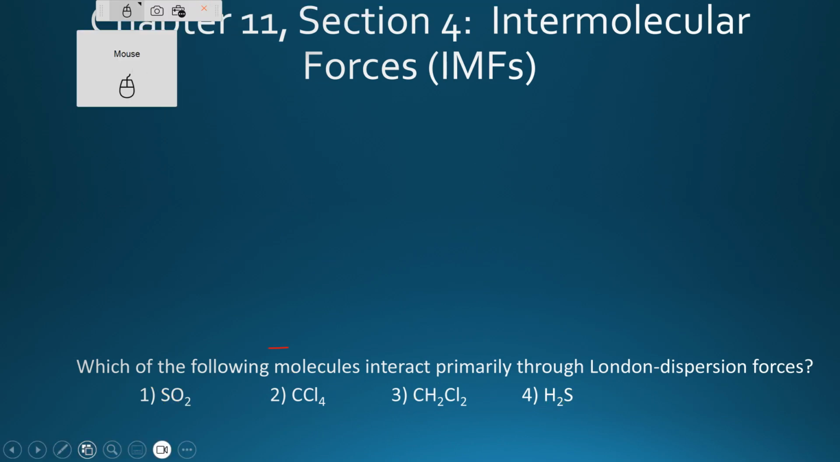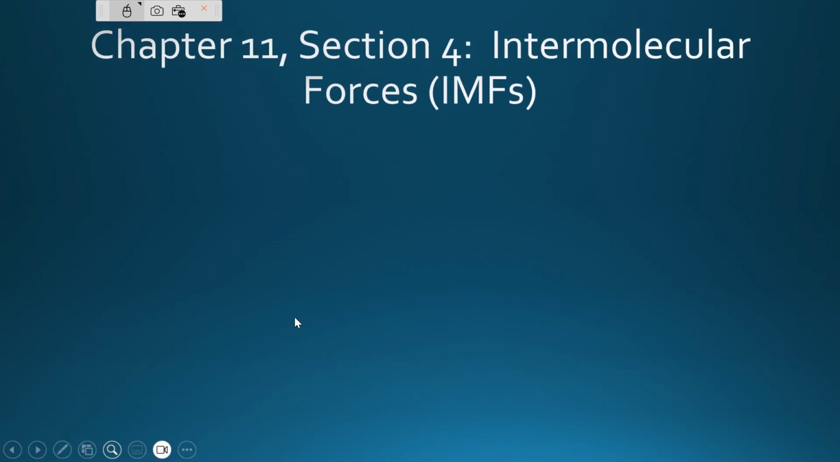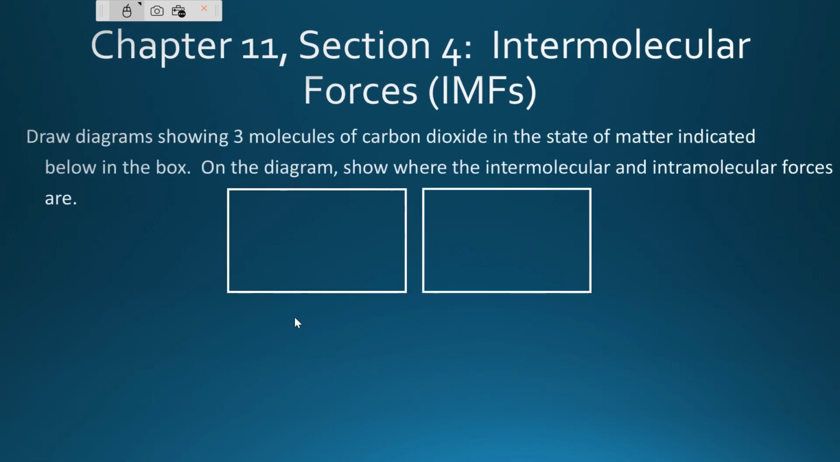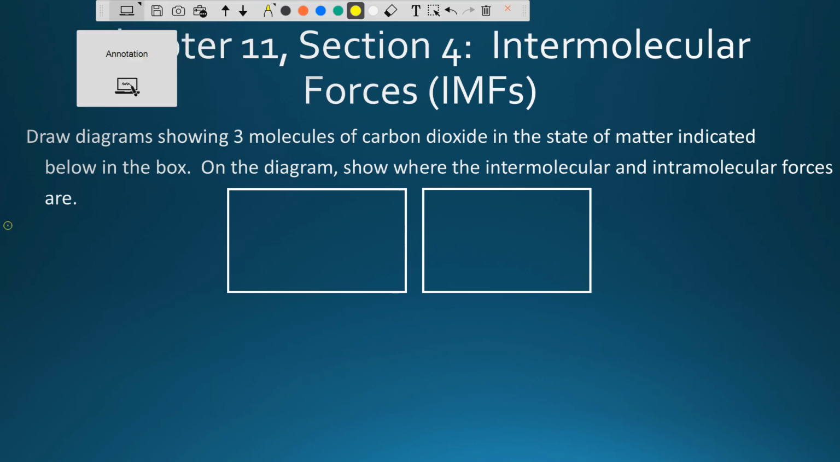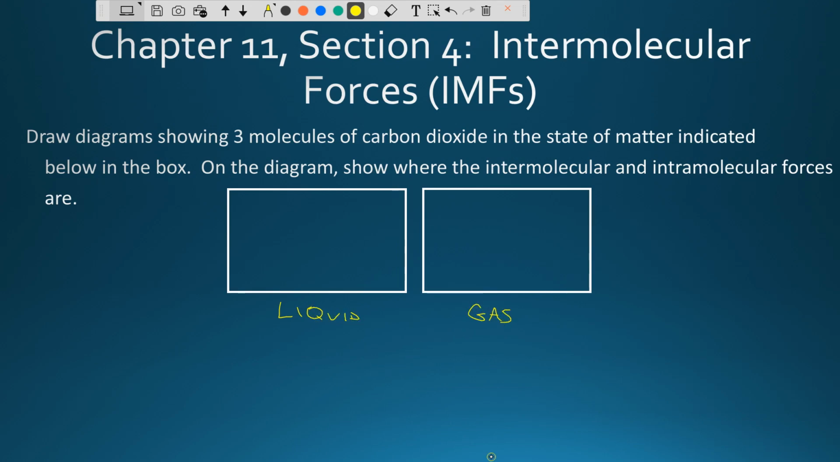All right. Now, moving into the last one, we've just got some drawings to do because, again, the AP board wants to see, can you actually demonstrate your understanding of these different forces? So we have three molecules of carbon dioxide in a state of matter according to what's below the box. And here's my liquid, here's my gas. What does carbon dioxide look like? If it's in a liquid form, those molecules are going to be closer together.